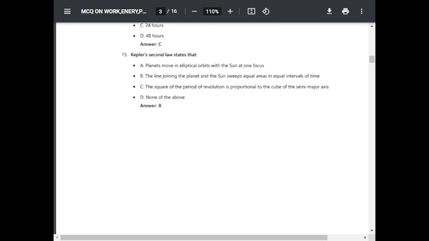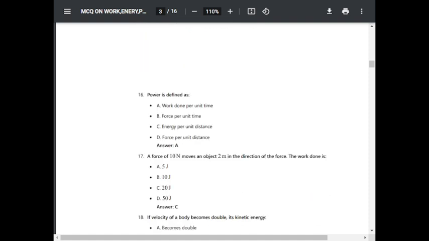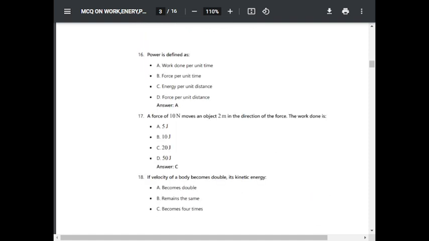Question number 16. Power is defined as: option A, work done per unit time; option B, force per unit time; option C, energy per unit distance; option D, force per unit distance. The correct answer is power is equal to work done per unit time. Option A is correct.